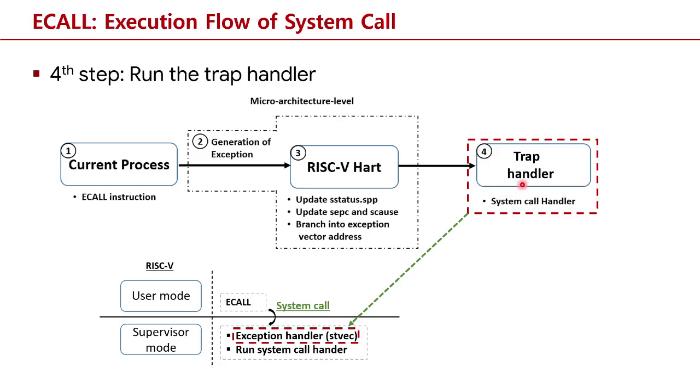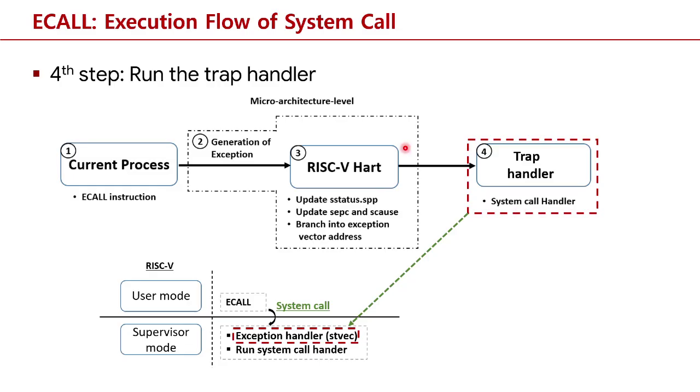What the trap handler does is to read the value of the S cause register, the supervisor cause register. By reading the value of the supervisor cause register, the trap handler will identify why the exception happened. And then it will read the system call number using the A7 register. So using the A7 register, the trap handler will find out the corresponding system call handler. Later, the corresponding system call handler will be called based on the system call number.